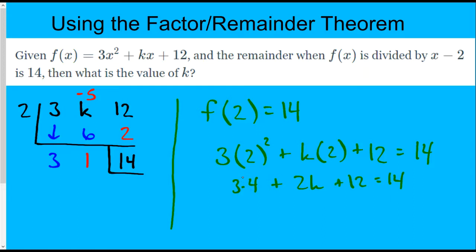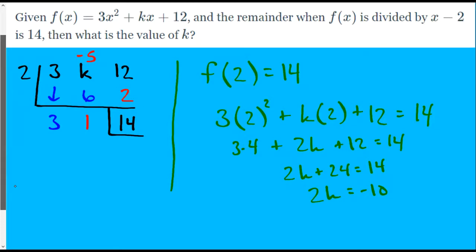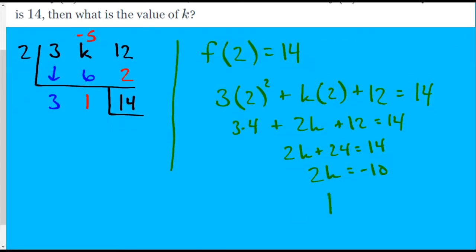So 3 times 4 is 12. So 12 from right here, and this 12 is 24. So 2k plus 24 will equal 14. If I subtract 24 from each side, I would get 2k equals negative 10, and then divide both sides by that 2, and I would get k equals negative 5.